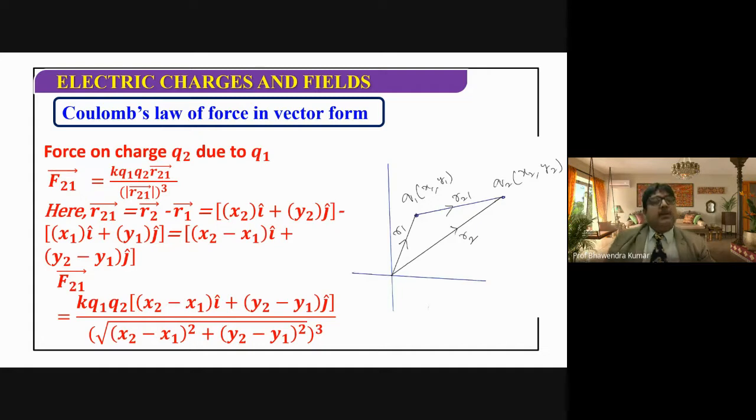Okay, now this is Coulomb's law in the vector form. This you can note down. What do we notice here? There are two charges, Q1 and Q2. Q1 is at a position vector R1, which can be written as x1i plus y1j, and Q2 is placed at a position vector R2 that can be written as x2i plus y2j. R21 is the position vector of charge 2 with respect to charge 1, so that will be R2 minus R1.